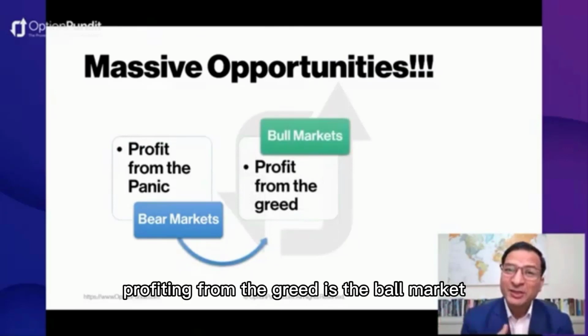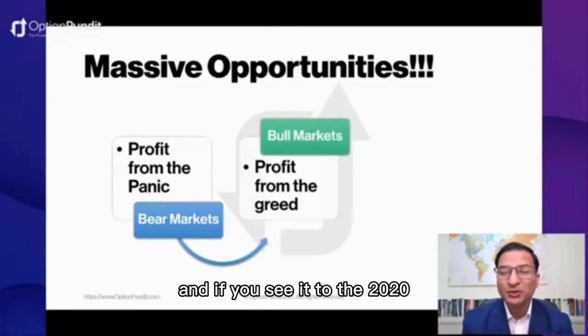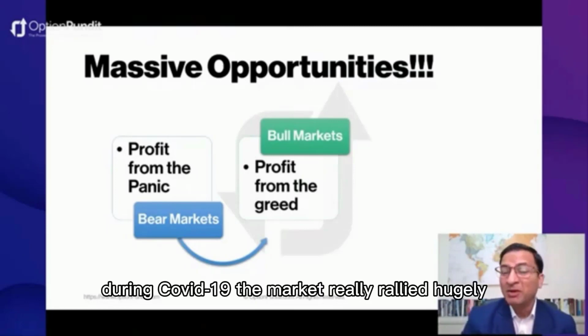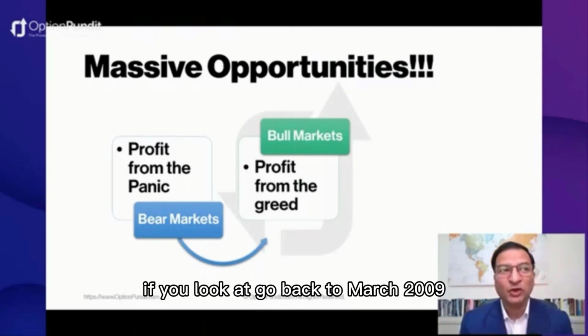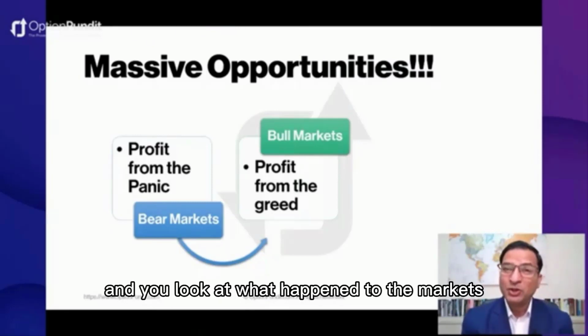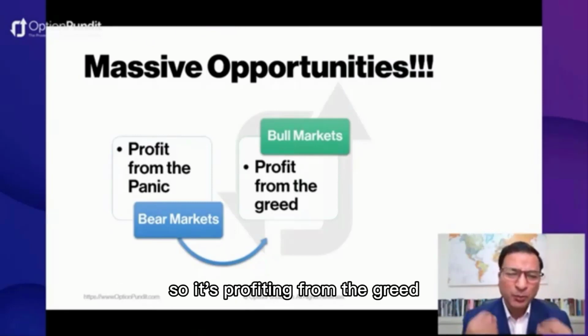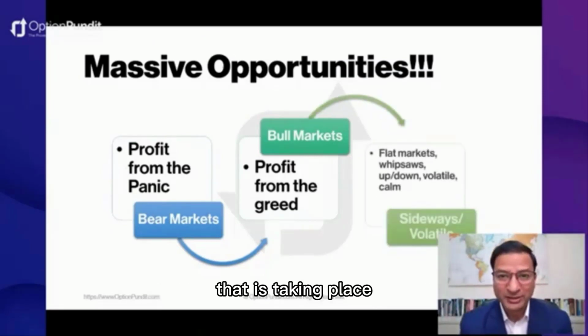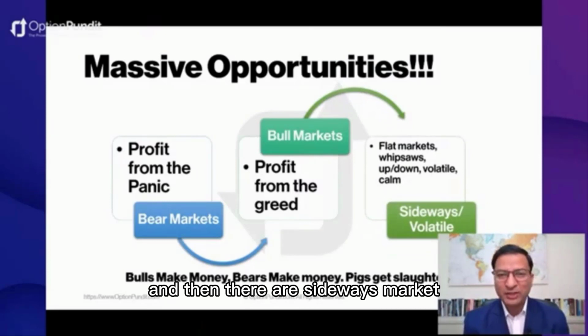Profiting from the greed is the bull market, and if you see it, in 2020, after the market crash during COVID-19, the market really rallied hugely. If you go back to March 2009, and you look at what happened, the markets rallied. So it's profiting from the greed. It's profiting from the massive bull run that is taking place. And then there are sideways markets.